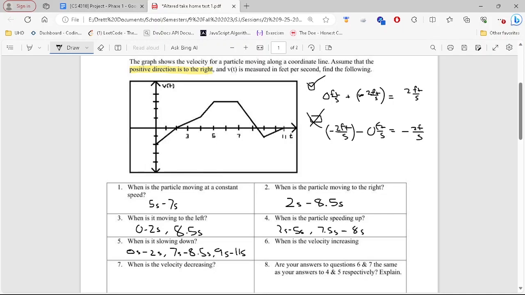What about this one? This one suggests that it is negative 2 feet per second. What does that mean? So if you started here, right here, at negative 2 feet per second, and the change in velocity is negative 2, that means it became even more negative. It went from negative 2 to negative 4, and that is not the case here.